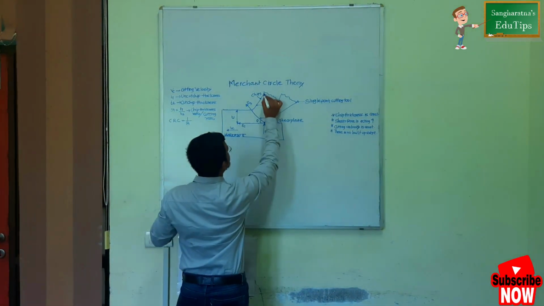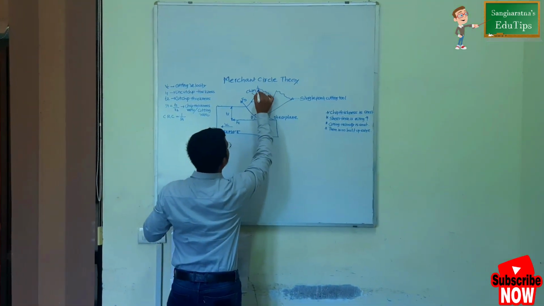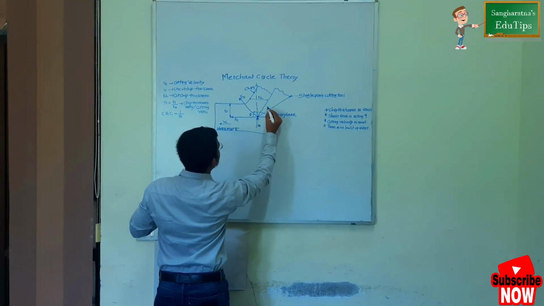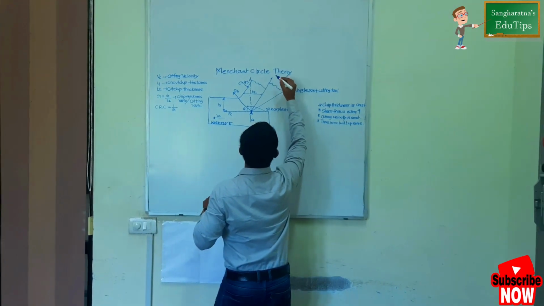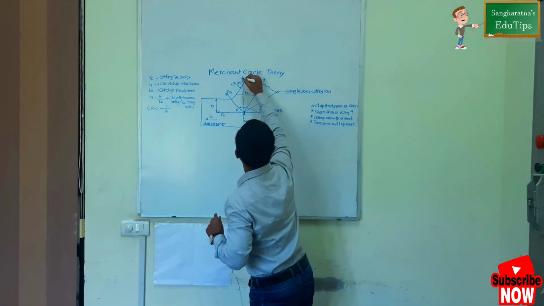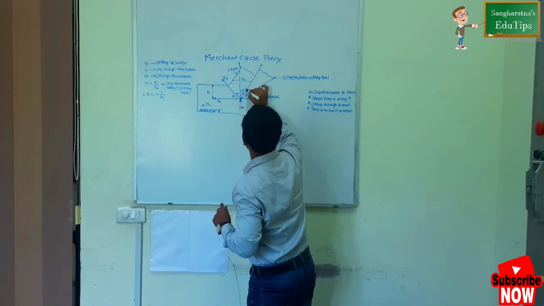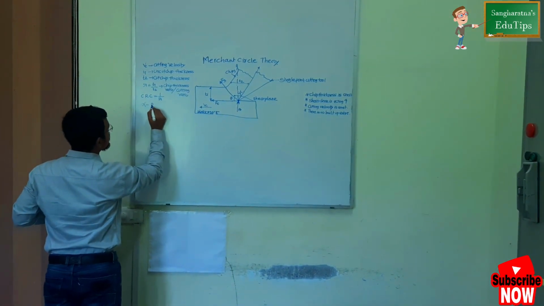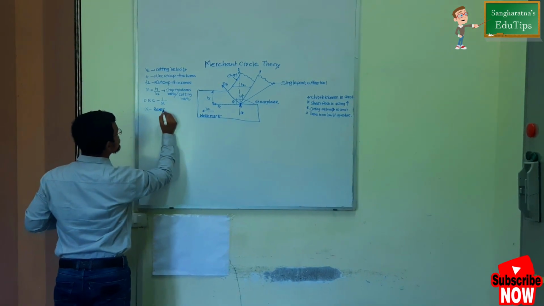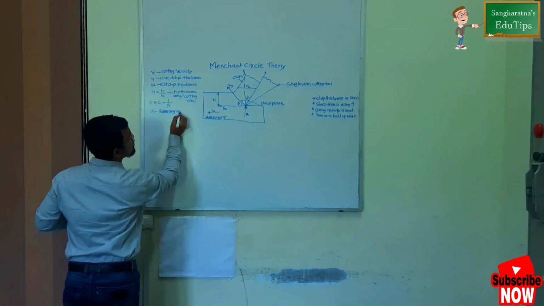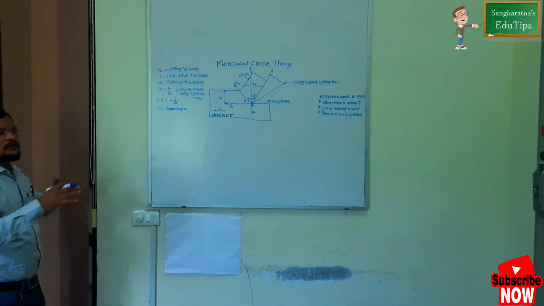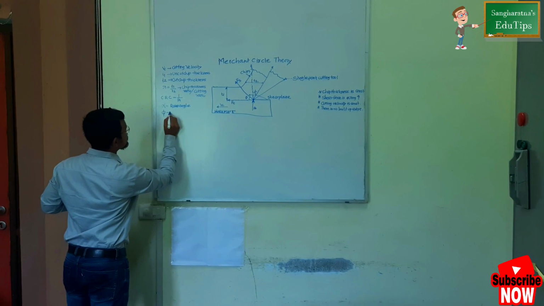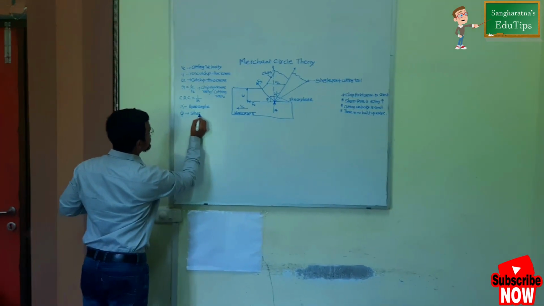So I am presuming one vertical axis to determine the angle this force is making with the vertical axis. This is denoted by alpha, which is very important in the Merchant circle theory. Alpha is nothing but the rake angle. The angle with which the material will be removed from the surface of the workpiece is denoted by the angle phi, which is the shear angle.